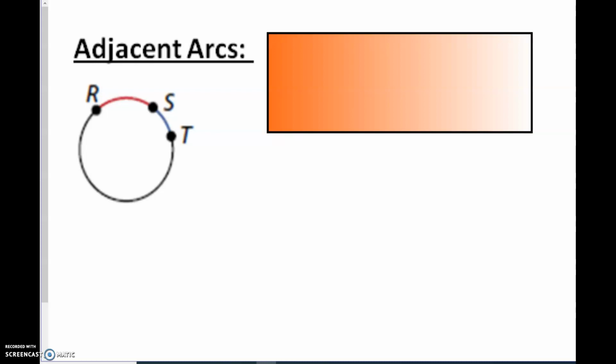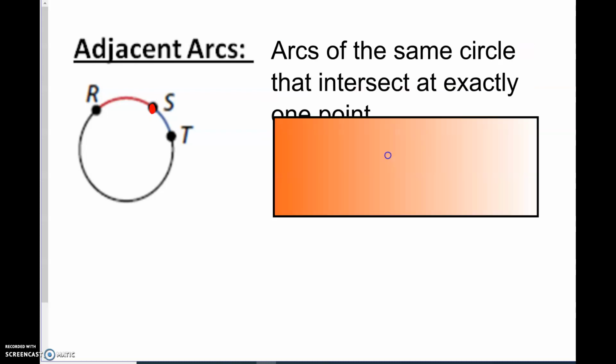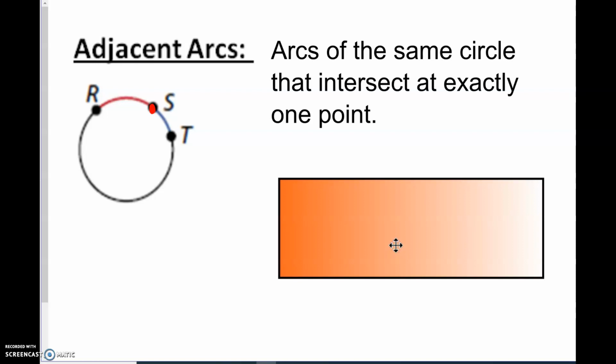So we've got some adjacent arcs here, RS and ST. RS and ST share the endpoint S. Okay, so these are considered to be adjacent arcs, arcs of the same circle that intersect at exactly one point.